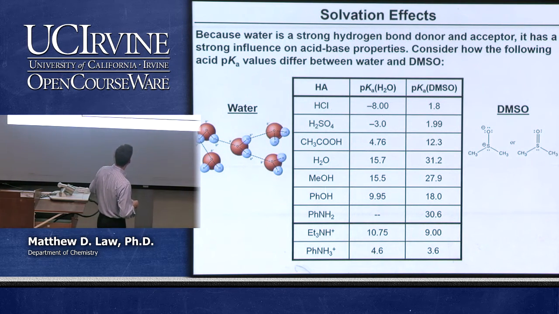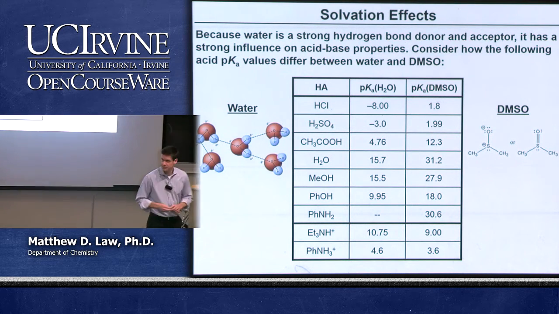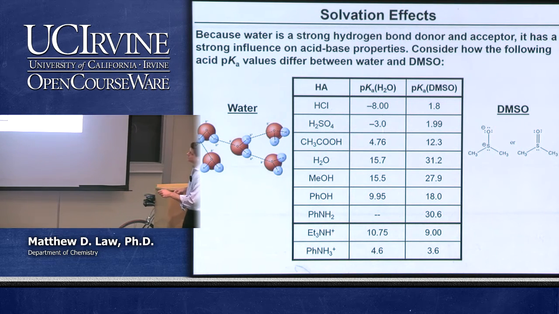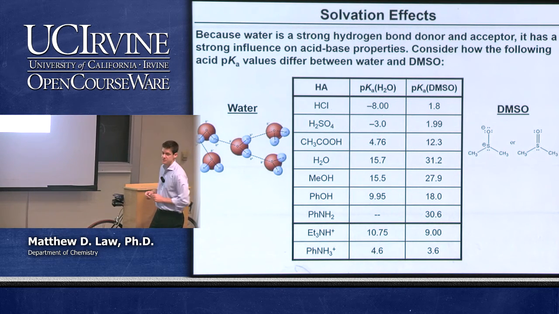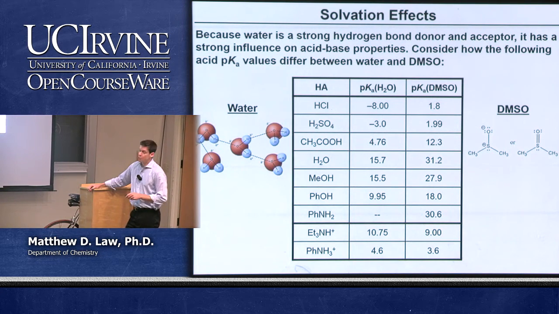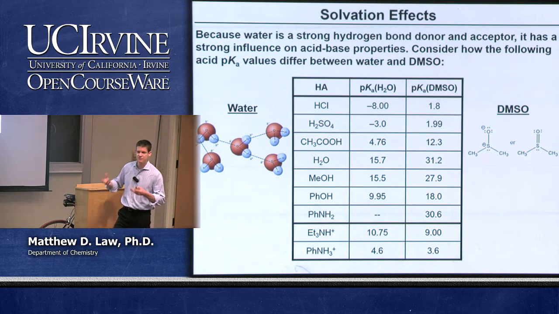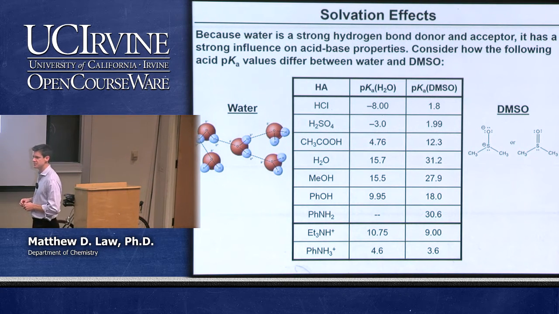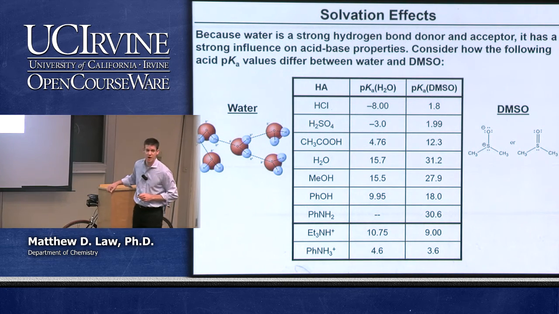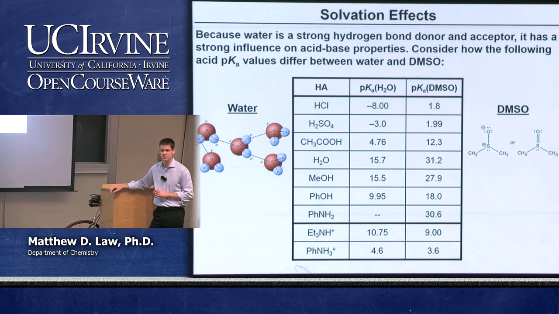What we have here is a number of acids, neutral acids at the top and cations at the bottom. And we've got the pKa's in water and the pKa's in another solvent, dimethyl sulfoxide, DMSO. So water, of course, is a polar protic solvent. DMSO is this; there are just 2 different ways to draw it. DMSO is polar and aprotic. So DMSO has the same order of magnitude polarity that water does, but it's not able to hydrogen bond as effectively. The hydrogen bond network in water looks something like this, where you have 3 or 4 hydrogen bonds for each molecule.